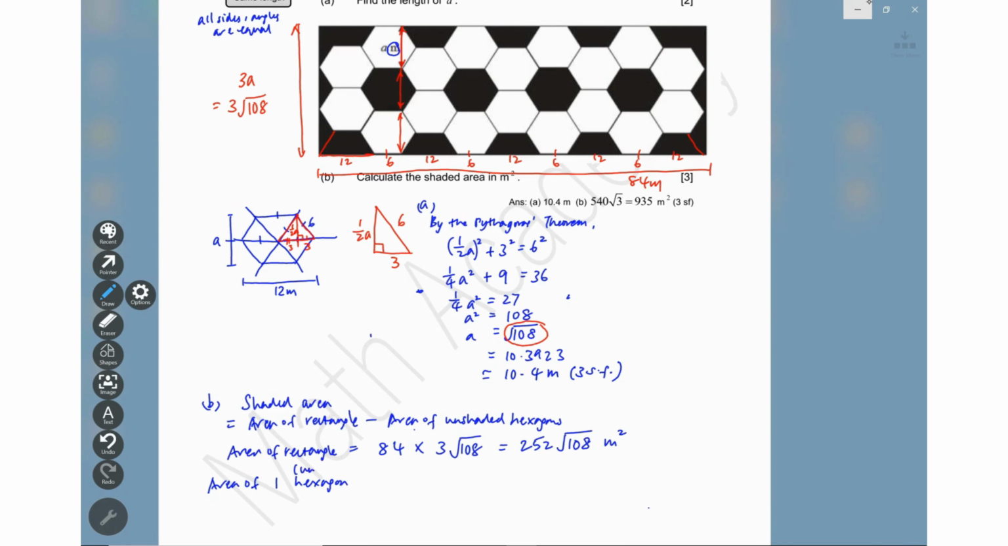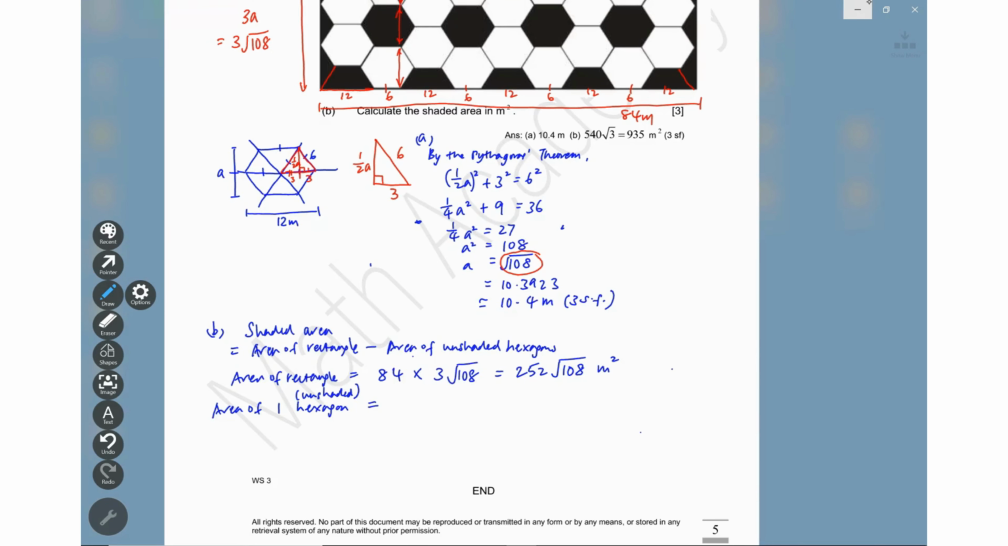Okay, we're actually looking at unshaded ones, but unshaded or shaded, they both have the same area. I'll draw this hexagon by the side one more time. So to find the area of one hexagon, you can find the area of one small triangle here and multiply by 6. Or I'm going to show you another method here.